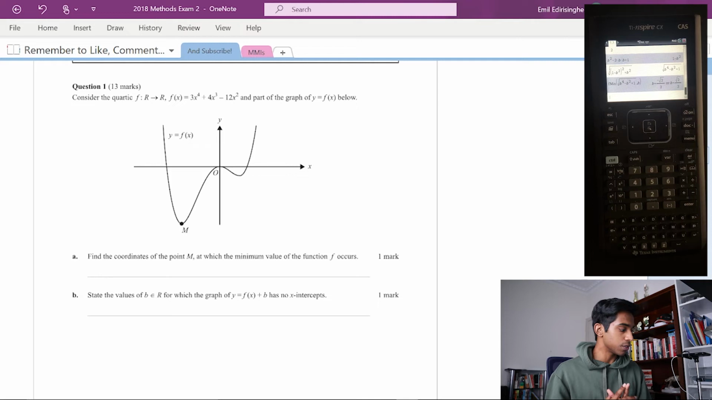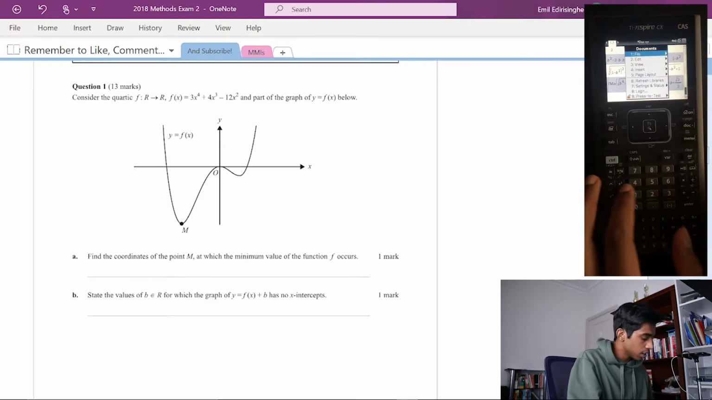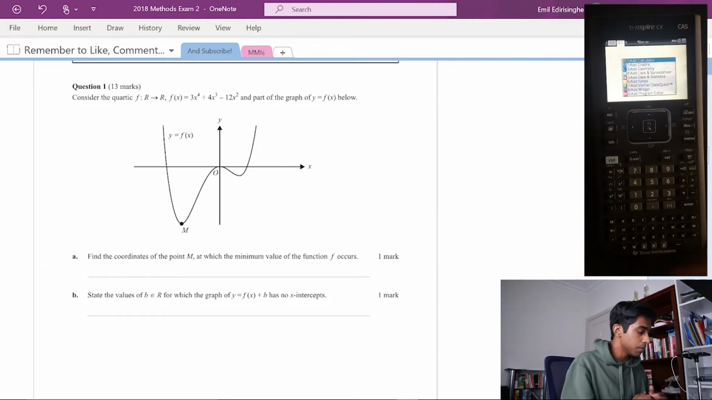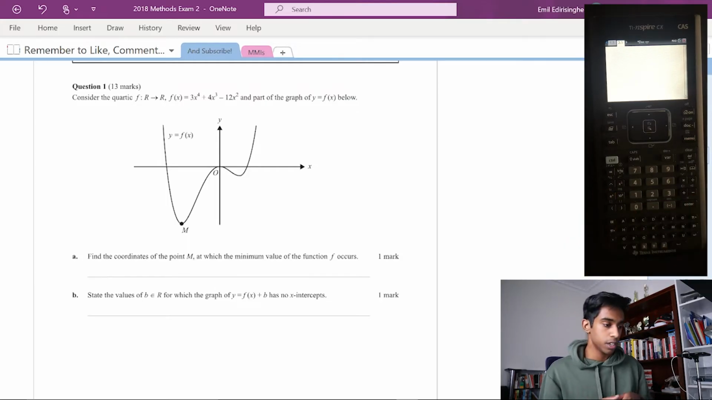The first thing that I actually recommend anyone does when they start an extended response question is make a new problem on the CAS. The way you do this is you press doc, insert, problem, and in a new problem, all of your functions that you save will be the same and independent from the other problems that you have in the paper. So this question we have a quartic f of x equals 3x to the power 4, and so on, and the graph of f of x below.